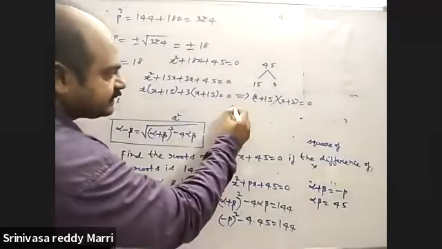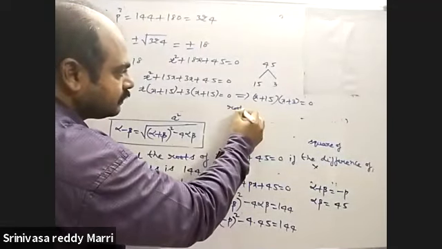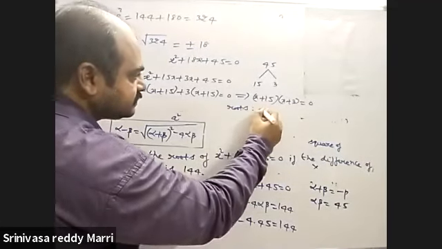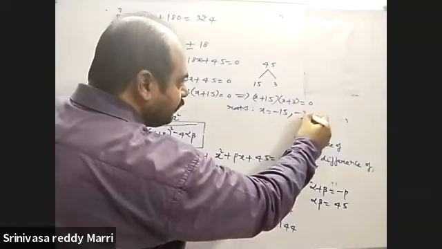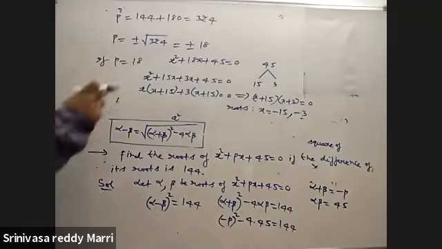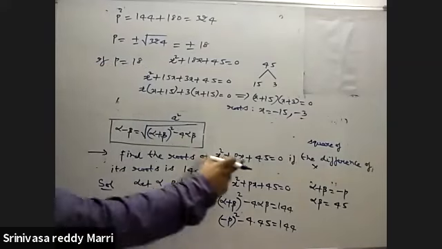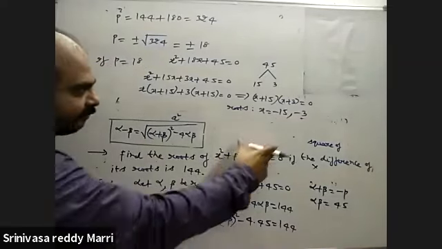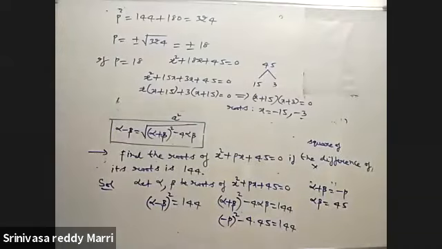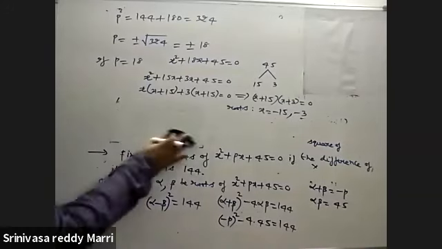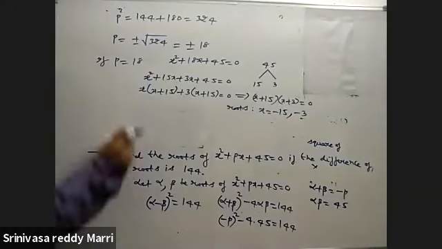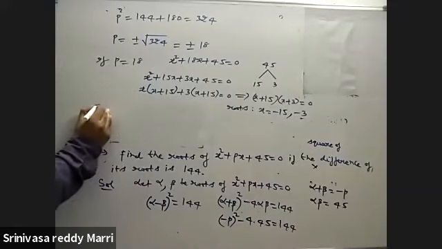So therefore, what are the roots? Roots are these values: x equal to minus 15, minus 3. That means if p equal to 18, then the roots of this equation are minus 15 and minus 3. Now p can be minus 18 also. Let us take p equal to minus 18, because it can take both values.